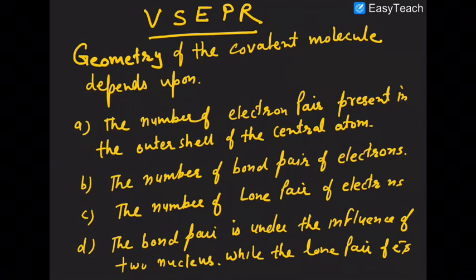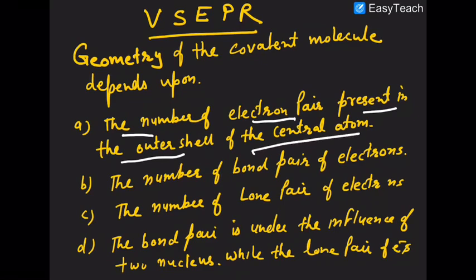In the previous class, we discussed the VSEPR theory, that is, valence shell electron pair repulsion theory. Now let's take a fresh look at that, and then we will further discuss the various aspects of the theory once more. According to the valence shell electron pair repulsion theory, the geometry of the covalent molecule depends upon, number one, the number of electron pairs present in the outer shell of the central atom.